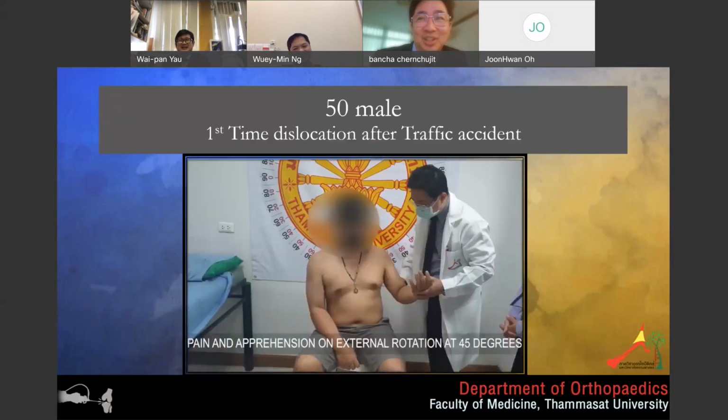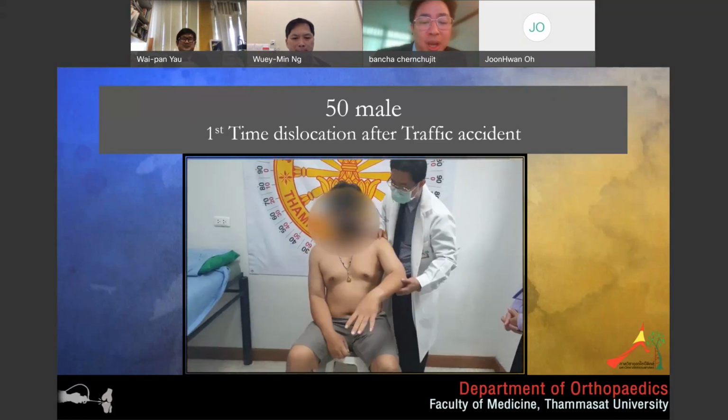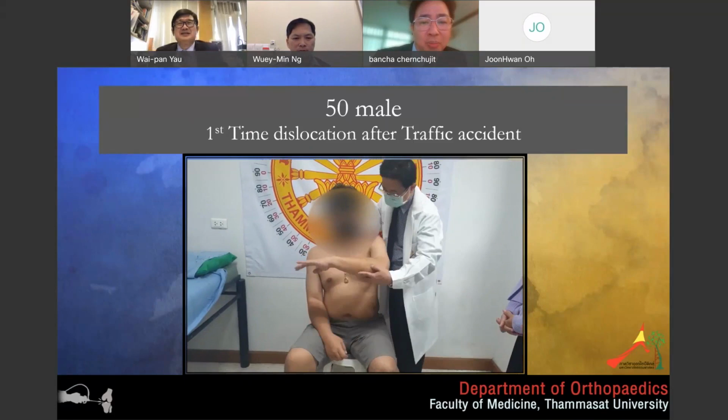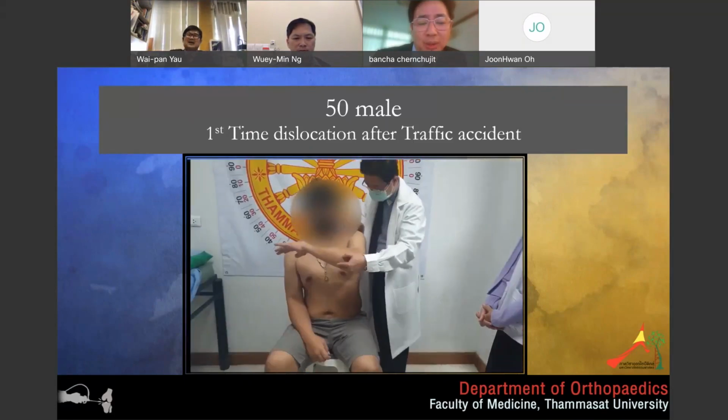Okay, Peter, you need to answer me why you don't love limb massage. So this is a 50-year-old male. He has first-time dislocation from a minor traffic accident. He has so much pain and cannot move. The nerve is good, right? But he cannot move. He came to see me about 6 weeks after the injury.